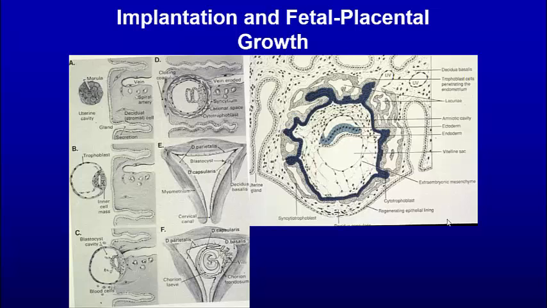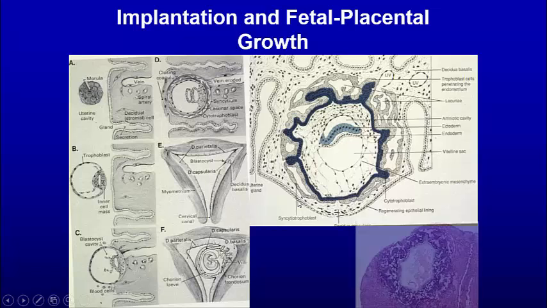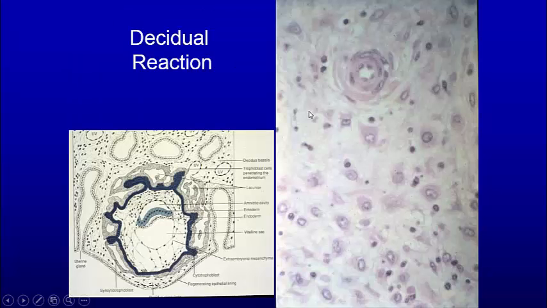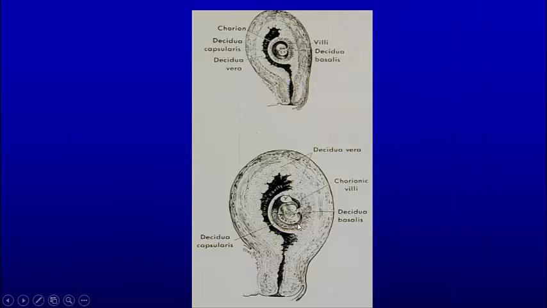And so we can see that as implantation occurs, it just invades in this region, and then we have the decidual reaction, which causes the fibroblast-like cells to prevent any further degradation. Decidual reaction, where fibroblasts look more like plump cells, and they prevent the fetus from going any further back in the development.